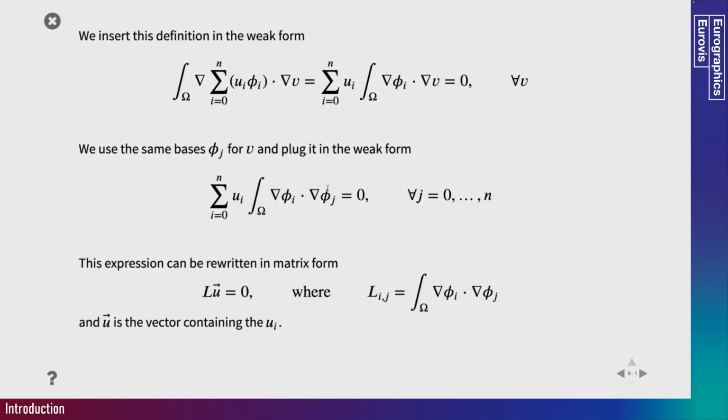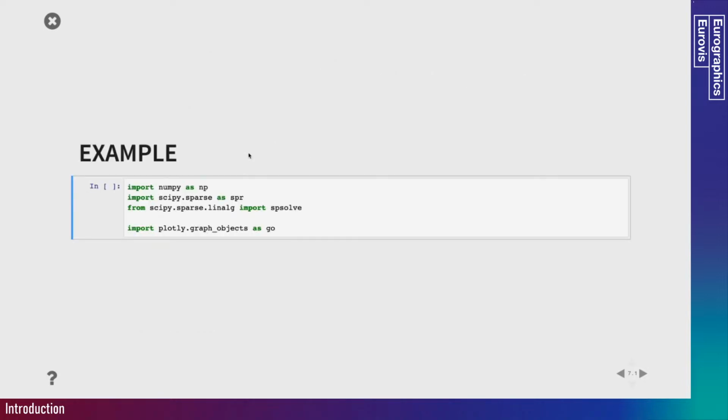So if we also apply this to the weak form, we end up with this nice formulation which we can re-express in matrix form. So we have L times u equals 0, where u is a vector containing the ui, and L is just this integral of the dot product of the gradients of the basis functions integrated over the domain. So you see, we started with a complicated problem, which was the Laplacian of u equals 0, and the unknown was a function which we didn't even know how to represent, and by manipulating the integral and introducing a finite dimensional function space, we end up with solving a linear system, which is something we know how to do.